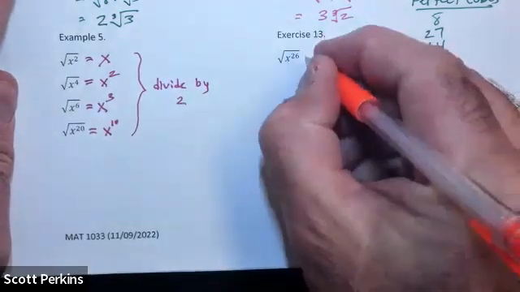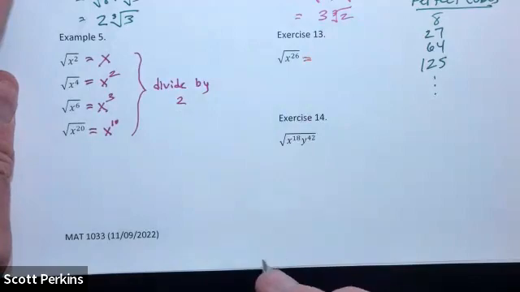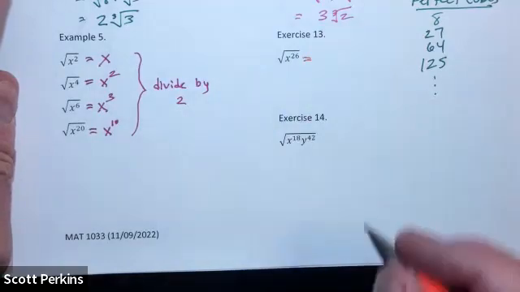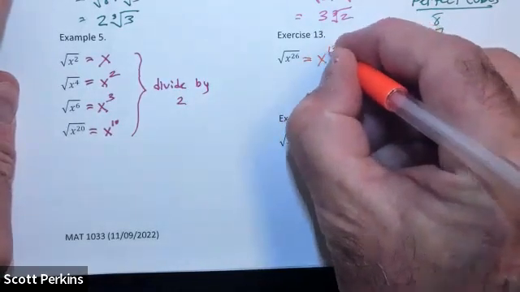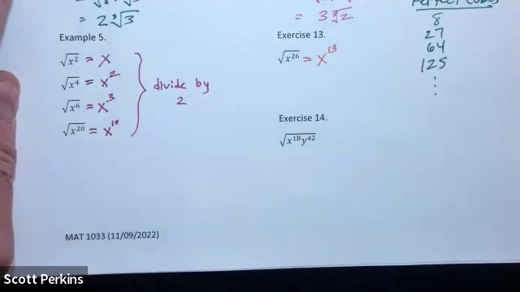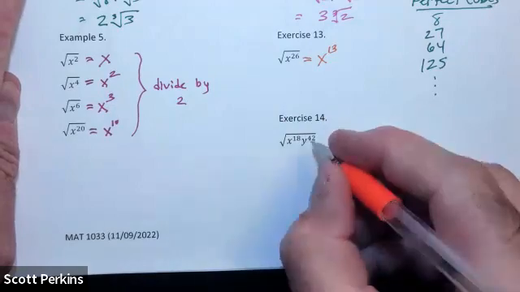All right, so square root of x to the 26th. What is that going to be? Yep, x to the 13th. Great job. Okay, 13 plus 13 is 26. Since we're taking a square root, we just took half that exponent.